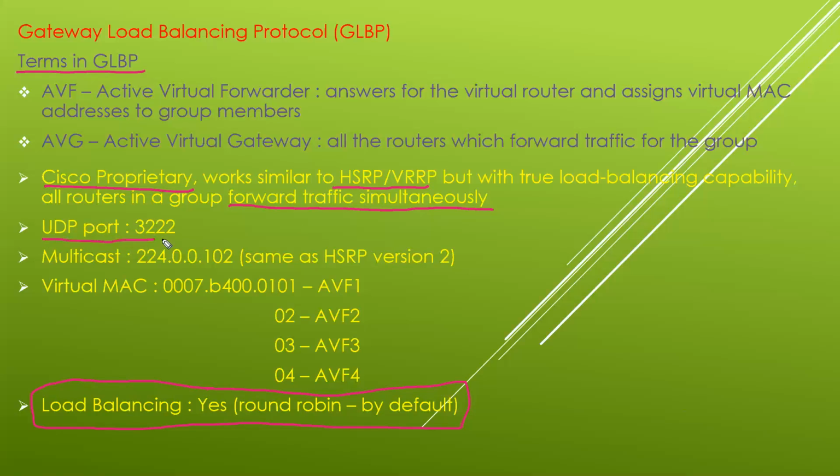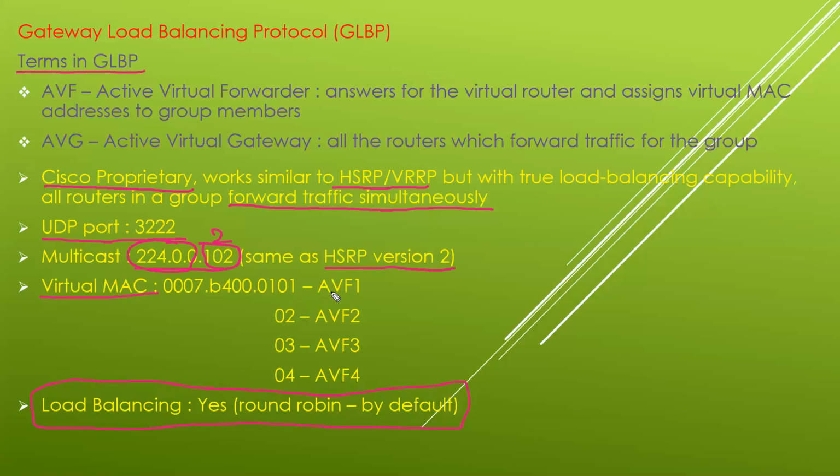It uses UDP port 3222. This is an interview question. It uses the multicast 224.0.0.102, same as HSRP version 2. As I said, HSRP version 1 uses 224.0.0.2 only, HSRP version 2 uses 102, and GLBP also uses 102. This is common. Here is the virtual MAC.